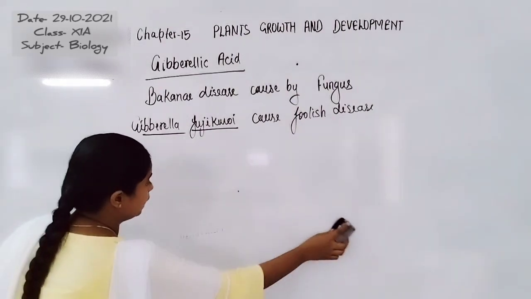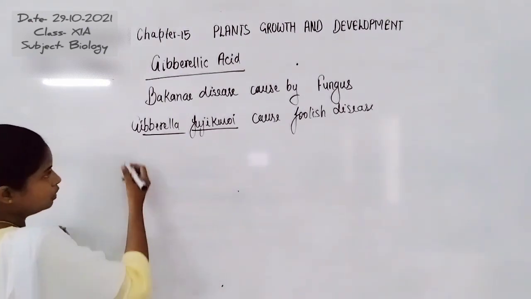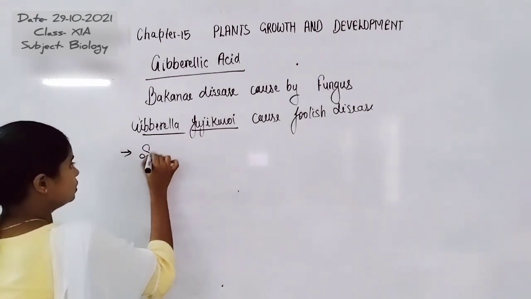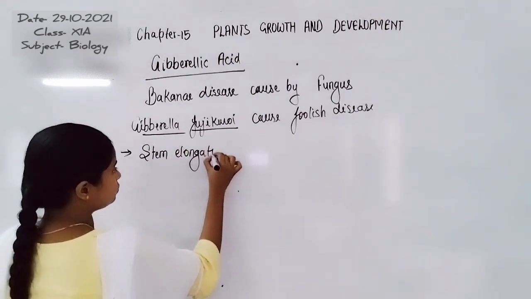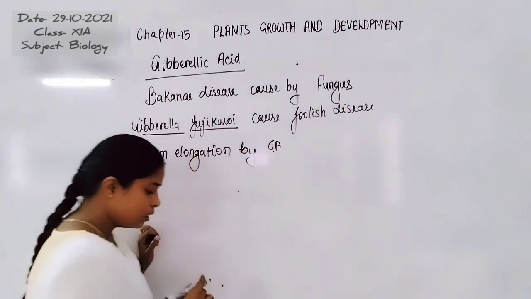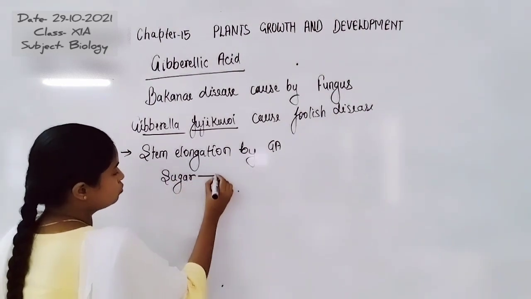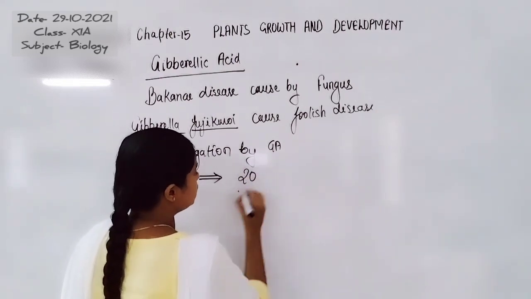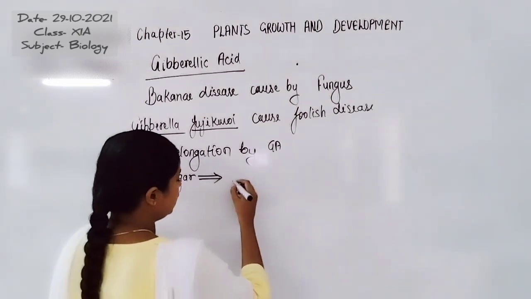They enlarge the length of the internode of the stem. So the stem elongation is done by gibberellic acid. Its function is simply stem elongation. In sugarcane, if spraying of gibberellic acid is done, the production of sugarcane increases by 20 tons per acre.